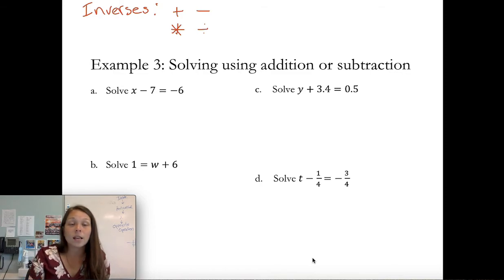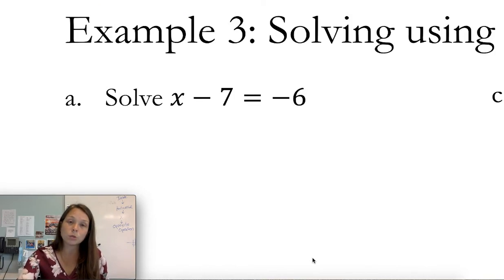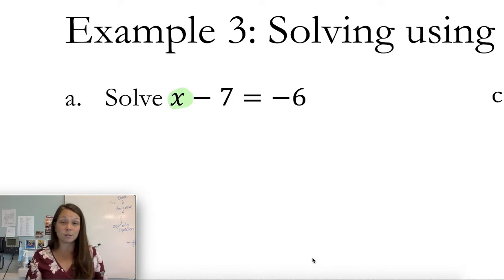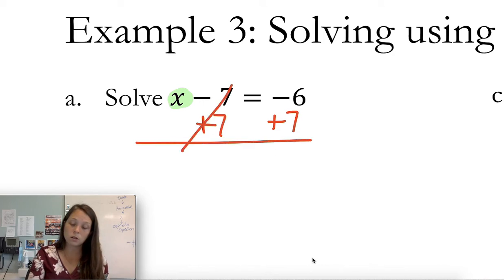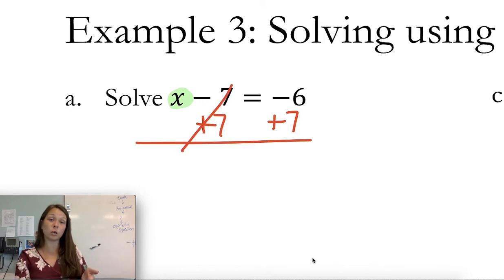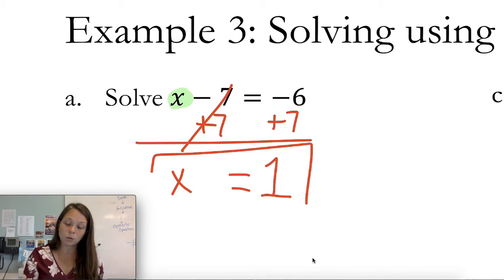So looking at example 3, part A, we want to solve, and we have x minus 7 equals negative 6. So we need to use inverse operations to get the x variable all by itself. You should remember this from past math classes. So the inverse of subtraction is addition. That's going to cancel out or zero out that minus 7 that was attached to the x on the left side. And when I do negative 6 plus 7, I'm left with x equals 1.